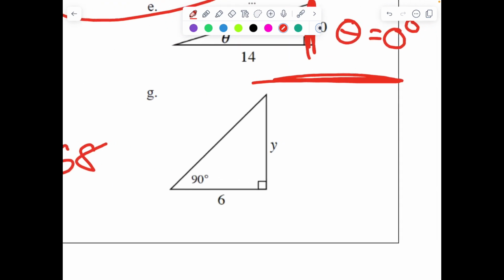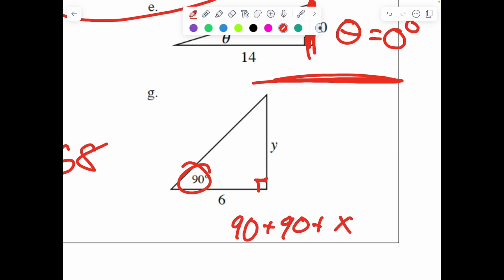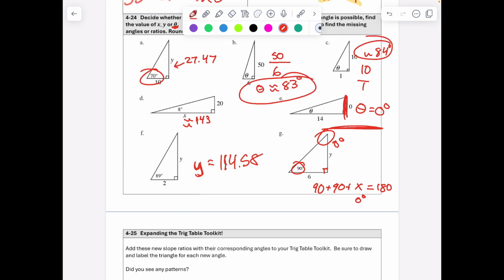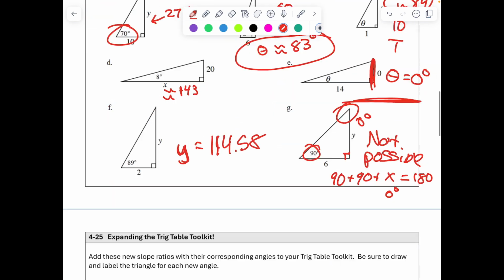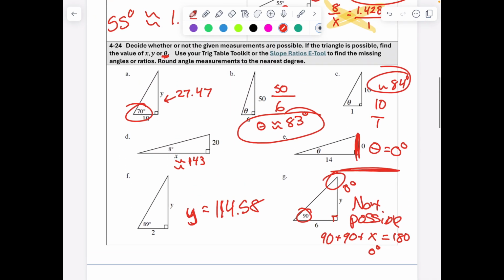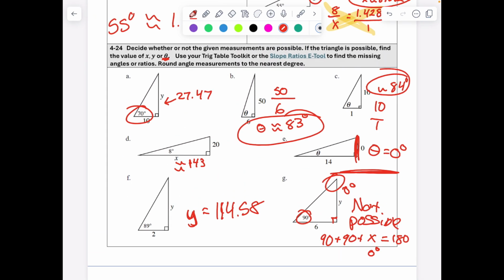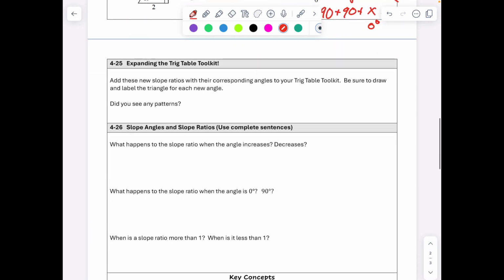All right, and then finally a 90-degree angle. This is not possible because we have a 90-degree angle here, a 90-degree angle here. We know that the angles in a triangle are supposed to add up to 180. So this mystery angle over here is 0. And we know that 0-degree angles are not possible. So this triangle is not possible. All right, so we definitely have some new angles to add to our angle toolkit. Any of these that you didn't add already, go ahead and add them.